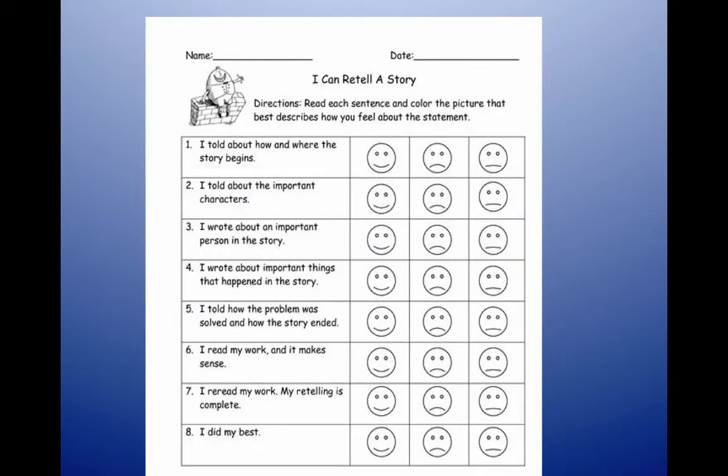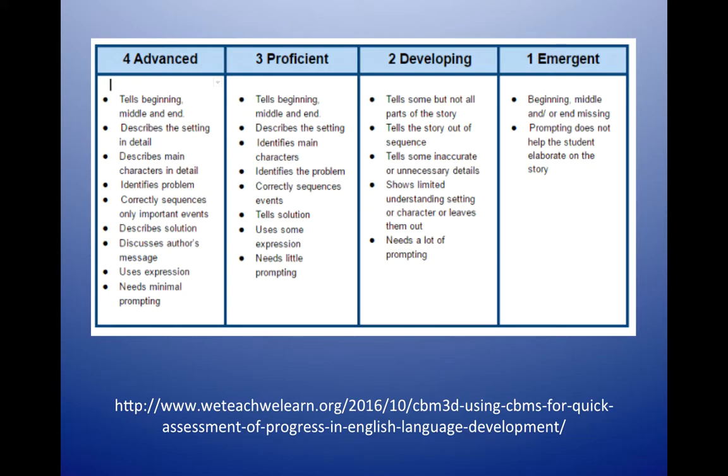Another example of a self-assessment is more graphic, maybe for younger students. You could read each sentence to them and then have them color or circle the circle, so that then you can get some self-reflection data from students. Also, you would want to triangulate that with an oral or written retelling. And this is an example of a rubric. There are lots of other rubrics that you can find to assess an oral or written retelling.